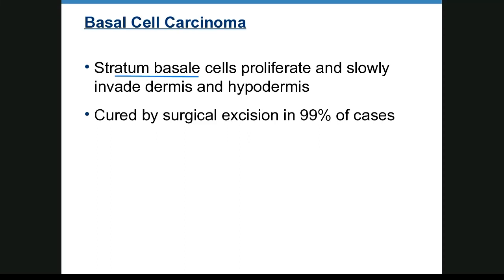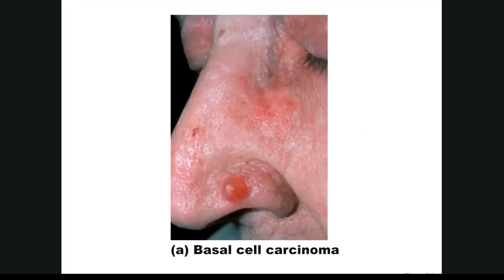Okay, basal cell carcinoma comes from the stratum basale cells. They proliferate in the dermis and hypodermis. 99% of the cases can be totally cured by excision, but they are destructive and they can damage this nose here and any facial features. And these are going to be from constant exposure to the sun.